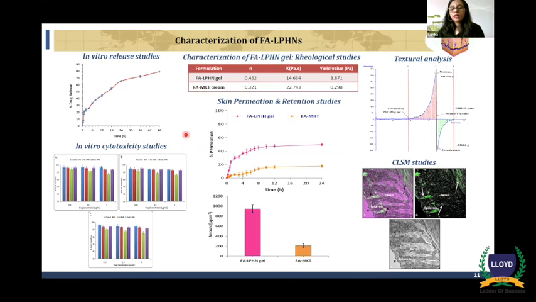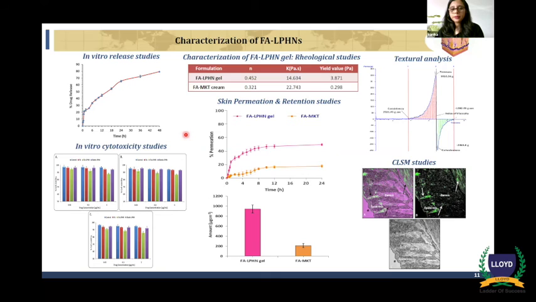Basically, this could be attributed, or the hypothesis could be, to the fluidization of the lipid bilayer because of the combination of surfactants and lipids present in the formulation, which ultimately helped to move the active drug molecule, that is fusidic acid, across the skin layers.